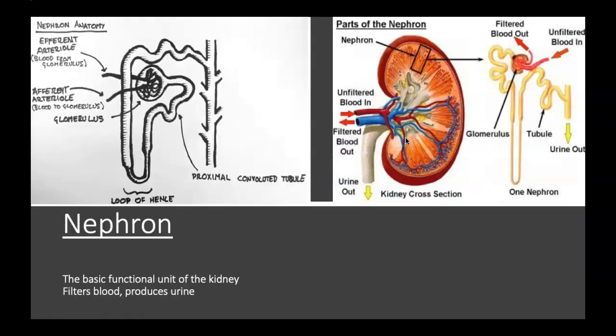So really important parts of the kidney are these tiny little microscopic areas, little functioning units called the nephrons. And the nephrons are the basic functional unit of the kidney. They filter blood and they produce urine.